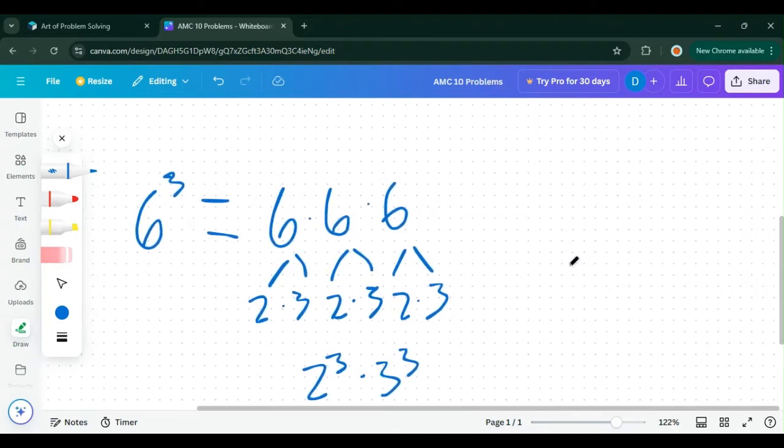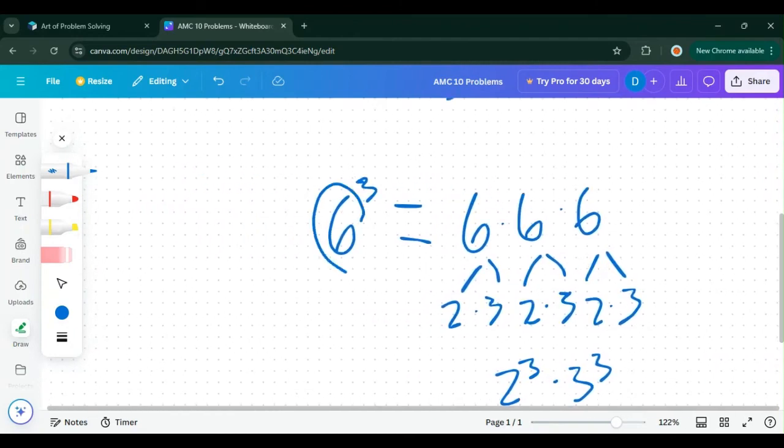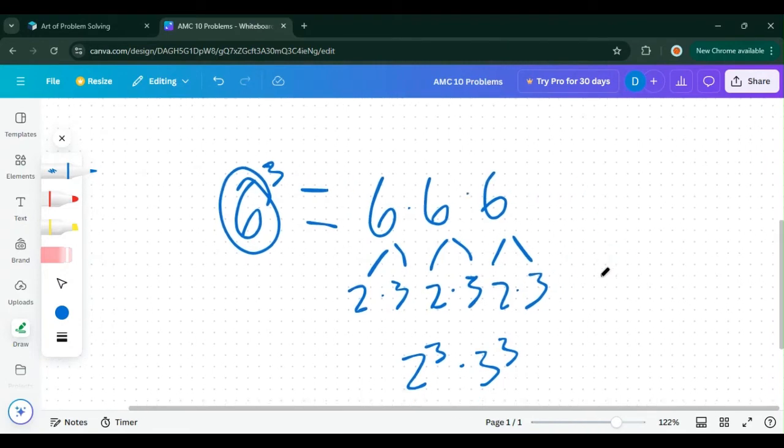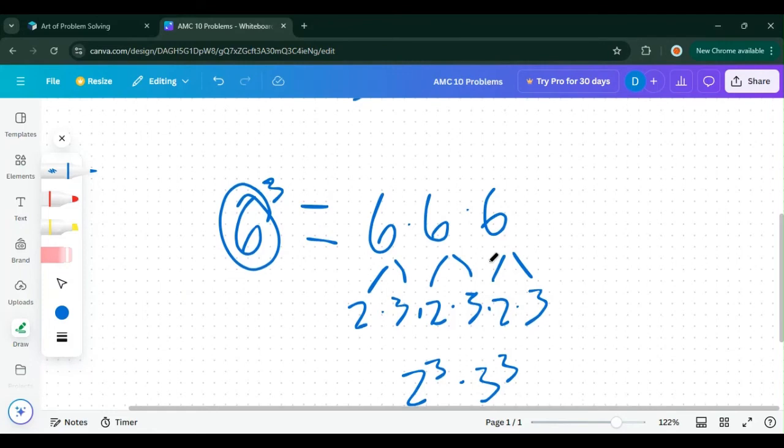But the concept is that if we don't have a number in its simplest form, we can write it in the simplest form with primes, and each prime gets that exponent, because as you see right here, 6 times 6 times 6, each 6 can be written as 2 times 3, and we just multiply each one because they are part of that sequence.